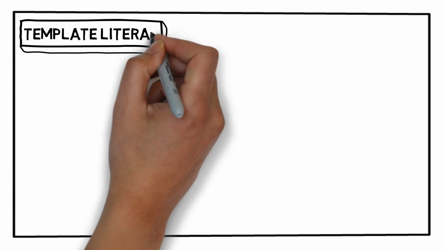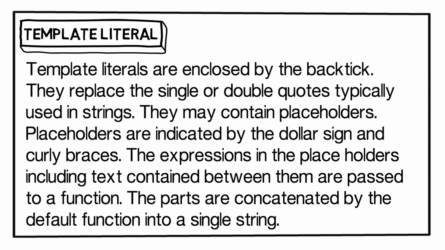Template literals are enclosed by the backtick. It is that button just above the tab button on the upper left-hand corner of your keyboard. They replace the single or double quotes typically used in strings. They may contain placeholders. Placeholders are indicated by the $ and curly braces.